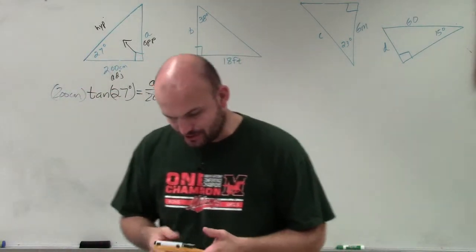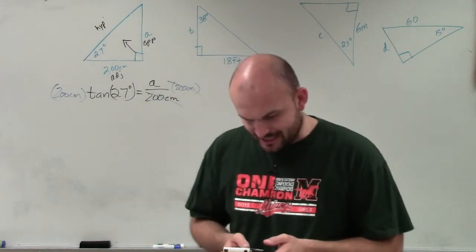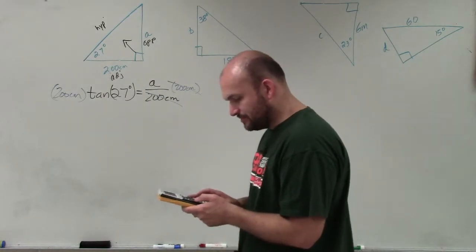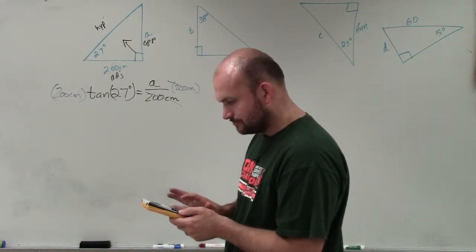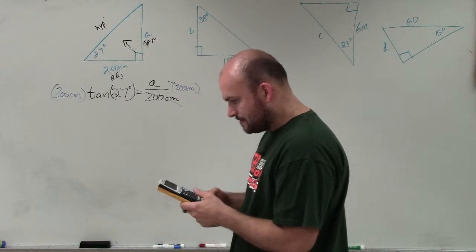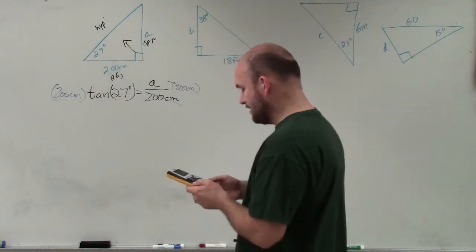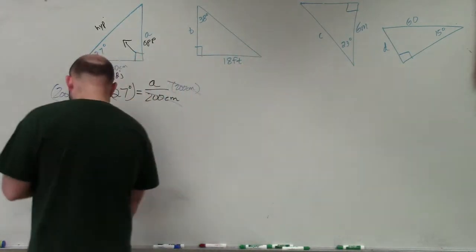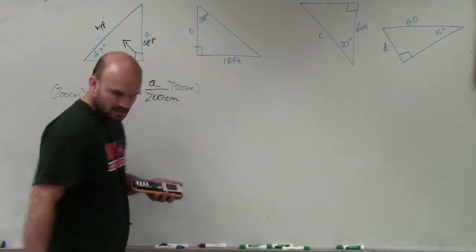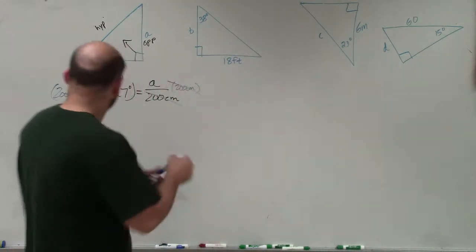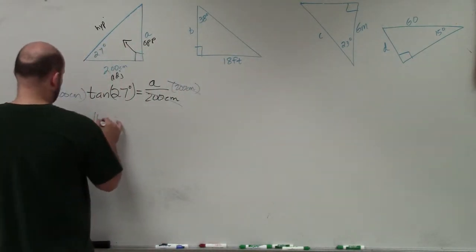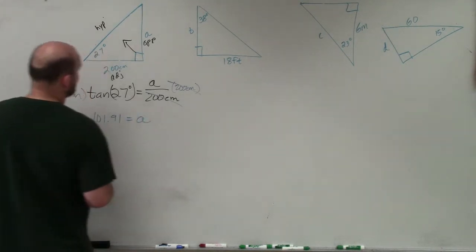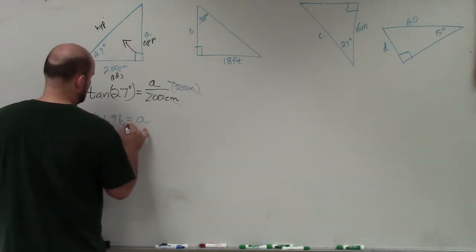When you're typing this into your calculator, it's very important to make sure that your mode is in degree format, which I am. So now I'm simply going to type in tangent of 27, close the parentheses or hit enter, and then multiply that by 200. We'll round it to the nearest hundredth, and so I have 101.91 equals A, and that's in centimeters.